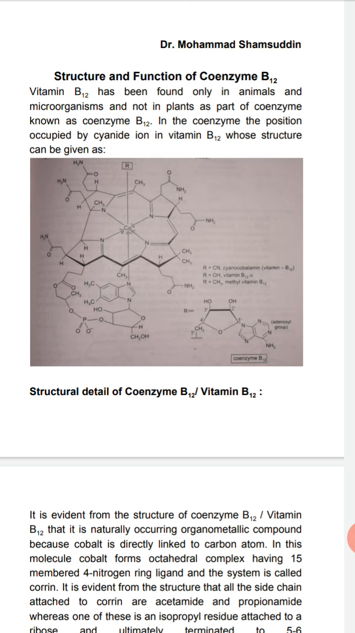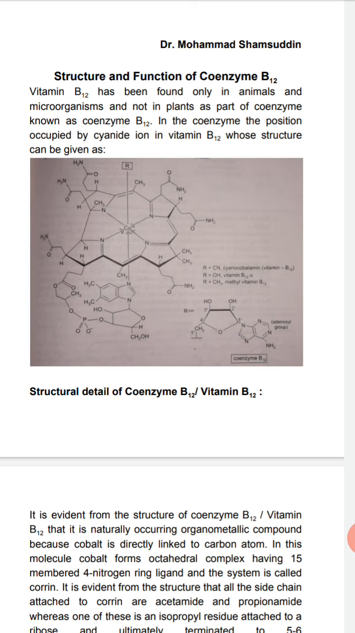The topic of today's lecture is the structure and function of coenzyme B12. We know that vitamin B12 is highly essential for our health, and it is found only in animals and microorganisms, and it is not found in plants.